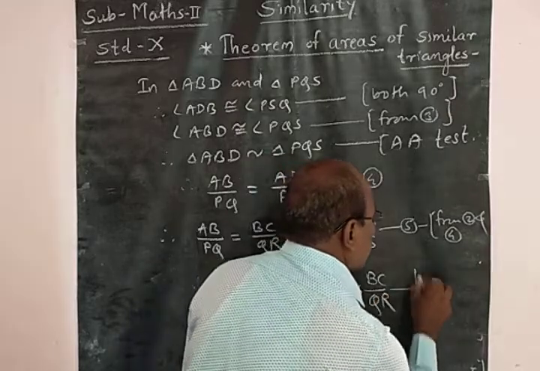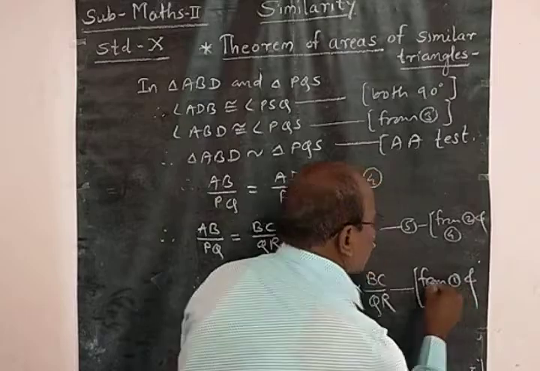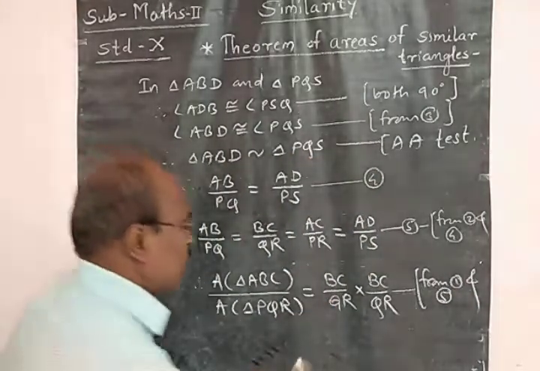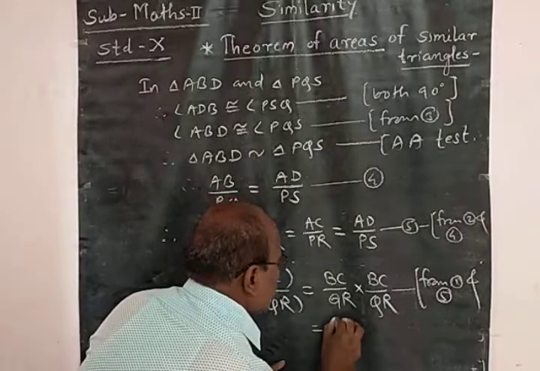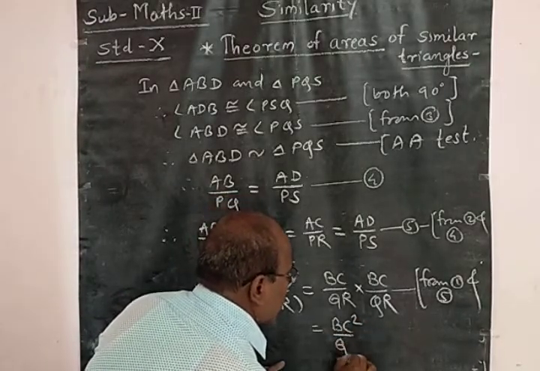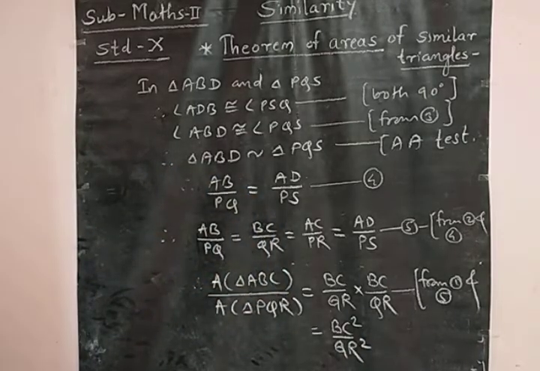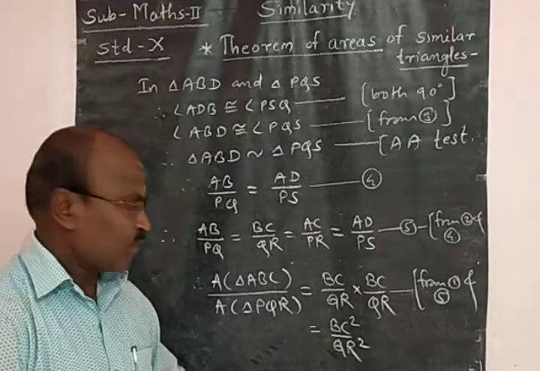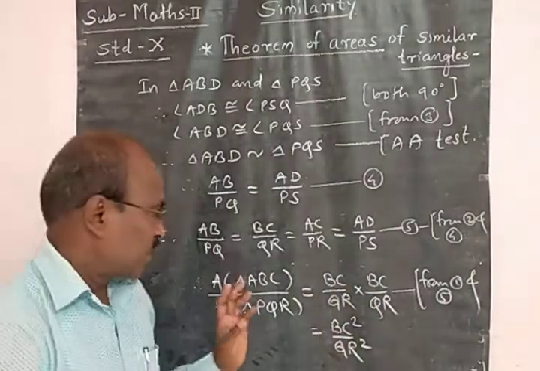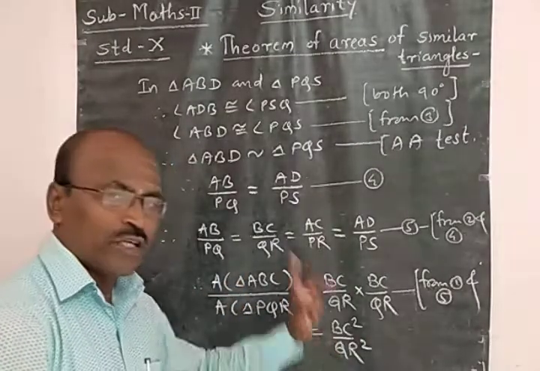Write the reason here: from 1 and 5. So that is equal to BC square upon QR square. BC into BC, BC square; QR into QR, QR square. Okay, then area of triangle ABC upon area of triangle PQR is equal to BC square upon QR square.